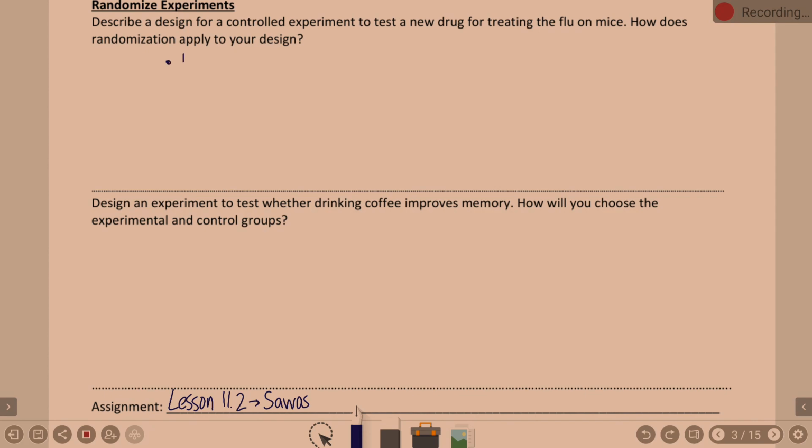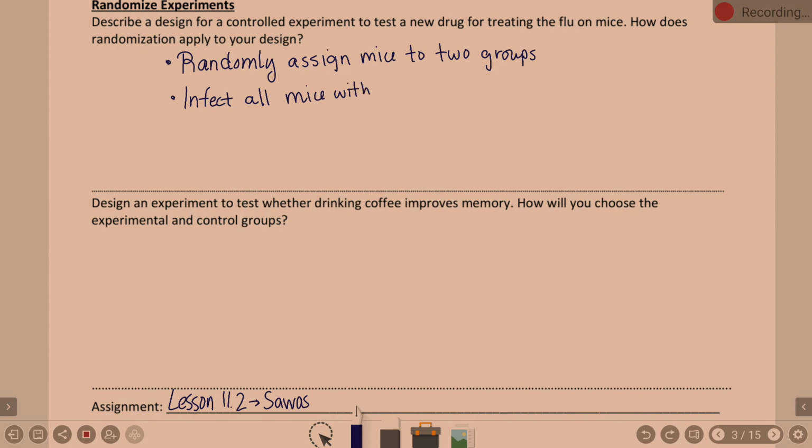Okay, let's see. I'm going to say randomly assign mice to two groups. Let's go with infect all mice with the flu. The good and bad of science, you can infect somebody with the flu. One group receives treatment, that's our experimental group. Other does not.